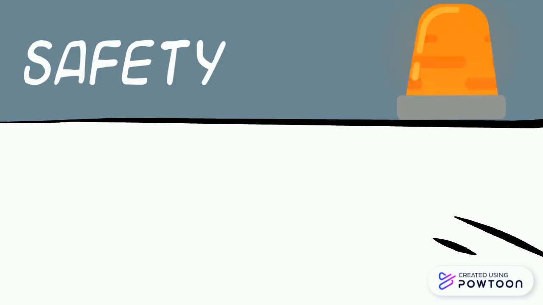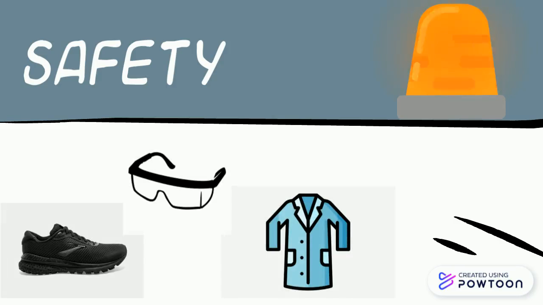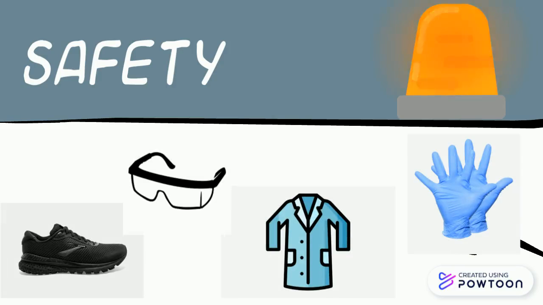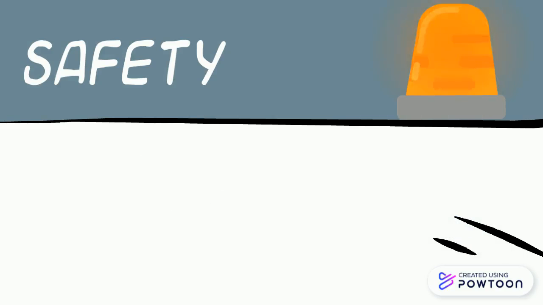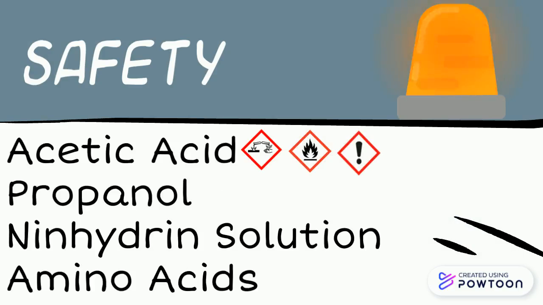For all lab work, closed-in shoes, a lab coat, safety glasses and gloves should be worn. There are numerous chemicals involved in this experiment, so the correct PPE must be worn. Chemicals must be handled carefully and disposed of safely. Acetic acid is highly corrosive and flammable, therefore can cause skin burns and eye damage. Propanol is also an irritant, flammable, corrosive, and can cause drowsiness.